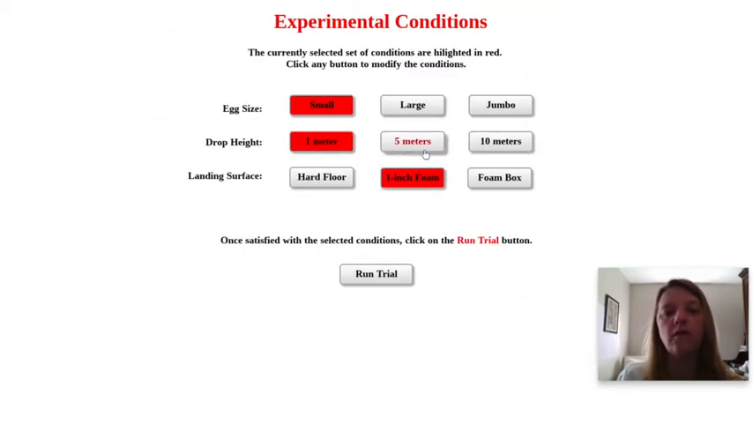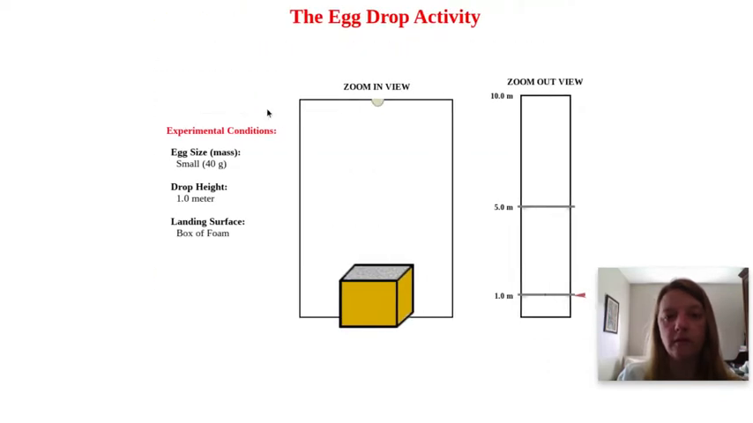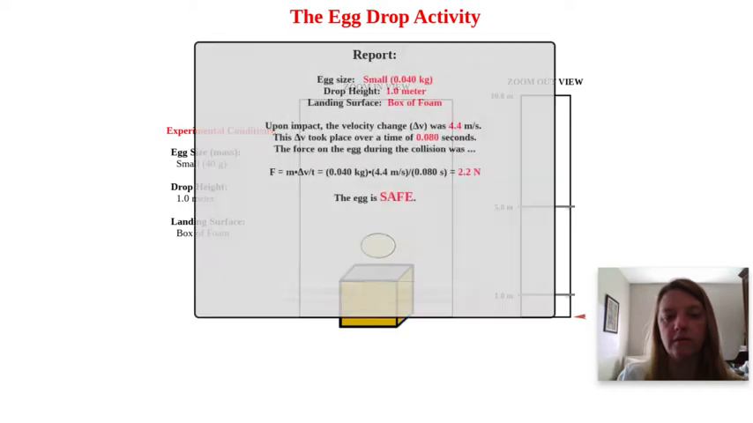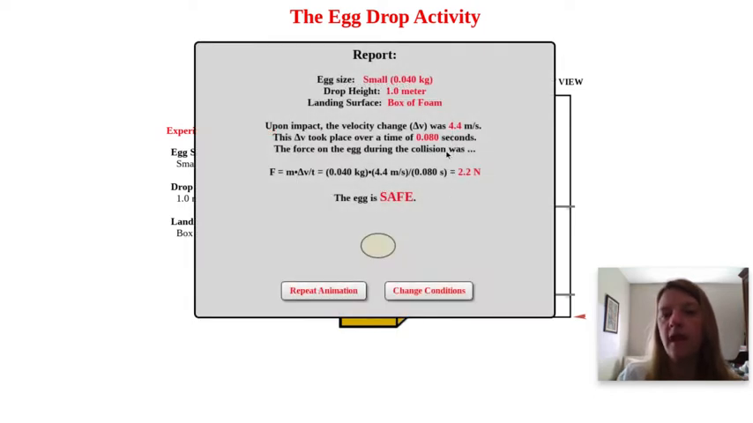Okay. So if I change it now to the foam box and I drop the egg, again, you can see that it's safe. And now notice that the time of collision is even bigger. With the 1-inch foam, it was 0.04 seconds. With the foam box, it's 0.08 seconds. So it takes twice as long for the egg to come to a stop with the foam box. And notice that the force is consequently half as much as it was with the 1-inch foam.